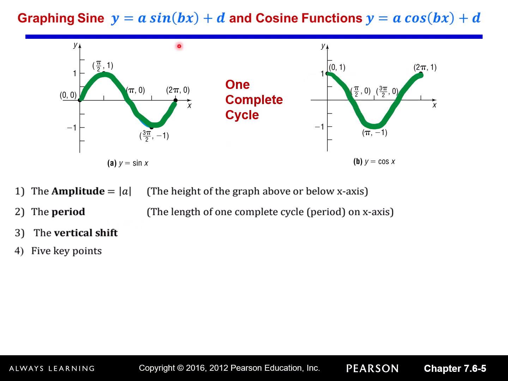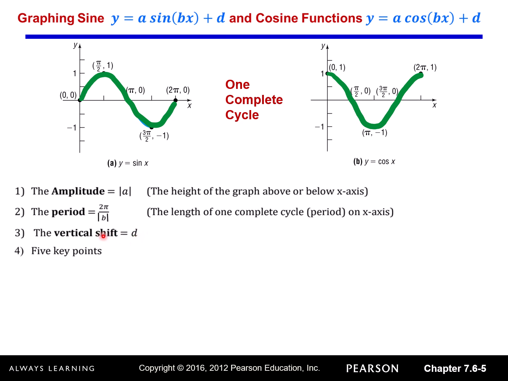But the period for the general form of a sine and cosine is identified by 2 pi over the absolute value of b. So in this sine x, b is equal to 1, so it's 2 pi divided by 1. So that's why the period of sine and cosine is 2 pi. And then the vertical shift is determined based on the value of d.